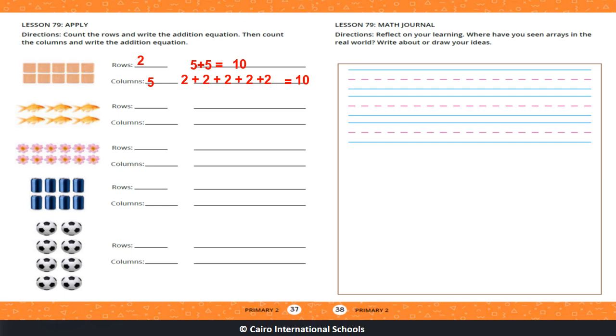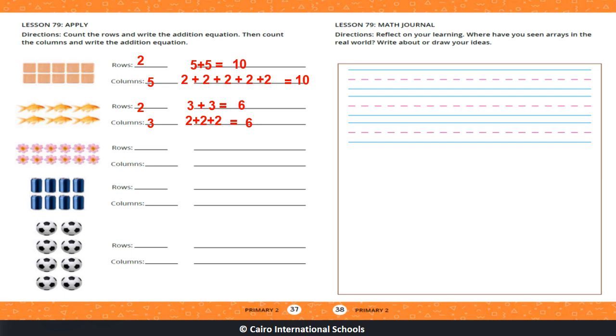The next question, this array has how many rows? It has 2 rows, 1, 2. So we will write 2. And how many columns? 1, 2, 3. It has 3 columns. The addition equation for rows, we have 2 rows. Each row has 3 fish. So we will write 3 plus 3, 2 times, equals 6. And we have 3 columns. Each column has 2 fish. So we will write 2 plus 2 plus 2 equals 6 also.